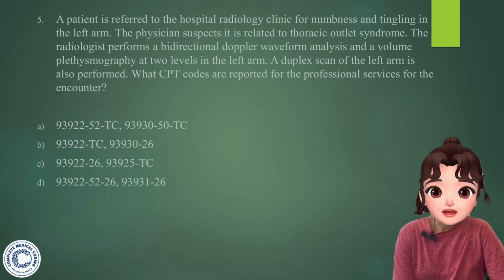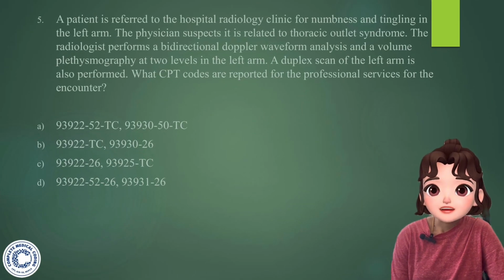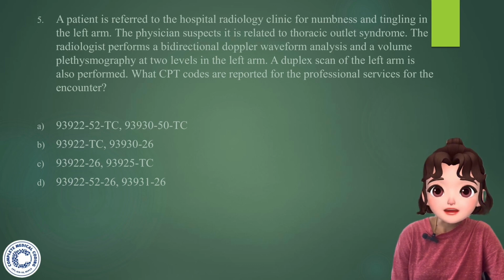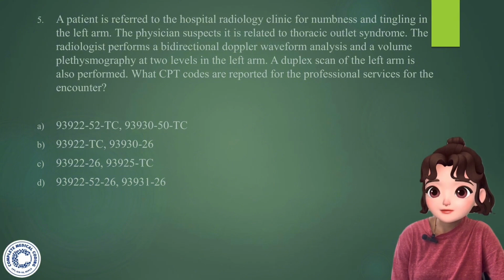Now let's look into one more question. Fifth question. A patient is referred to the hospital radiology clinic for numbness and tingling in the left arm. The physician suspects it is related to thoracic outlet syndrome. So this is just a suspect. The radiologist performs a bidirectional Doppler waveform analysis and a volume plethysmography at 2 levels in the left arm. A duplex scan of the left arm is also performed. So the duplex scan also you have to code out. What CPT codes are reported for the professional services for the encounter?